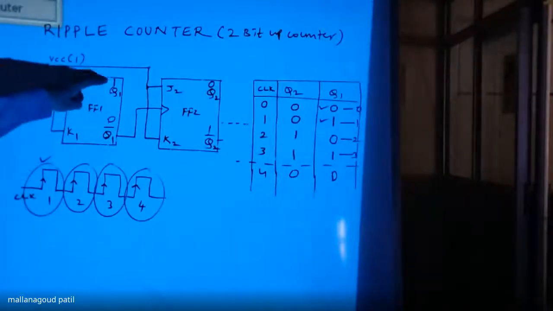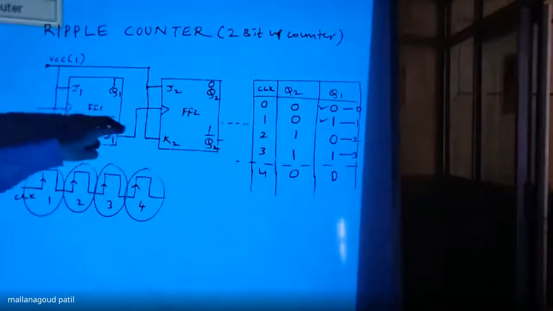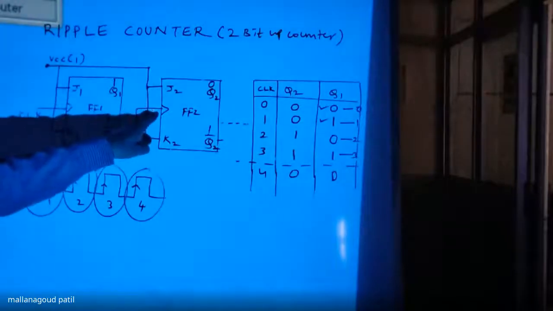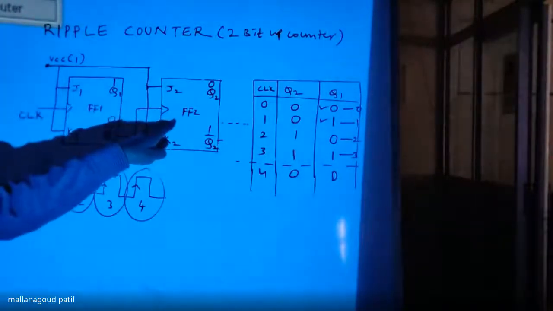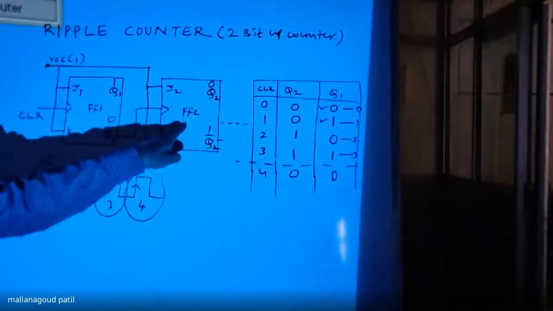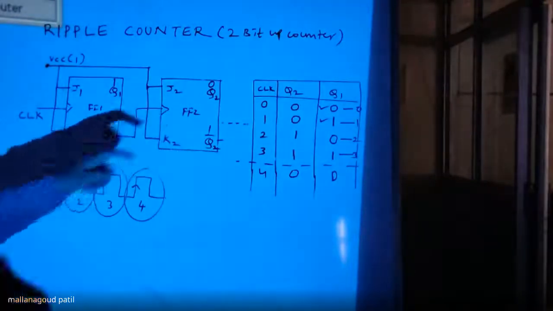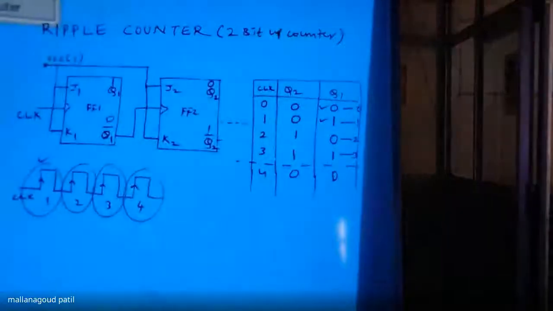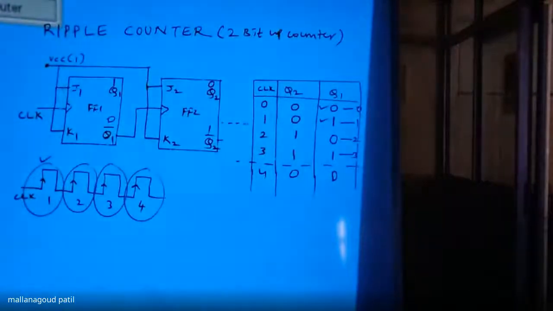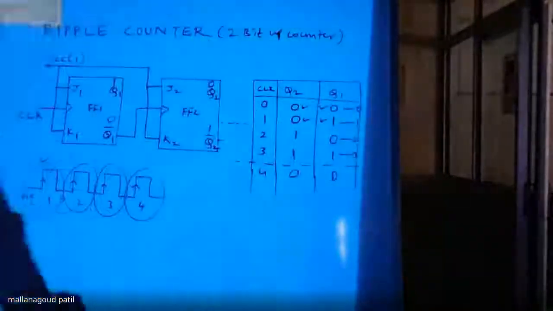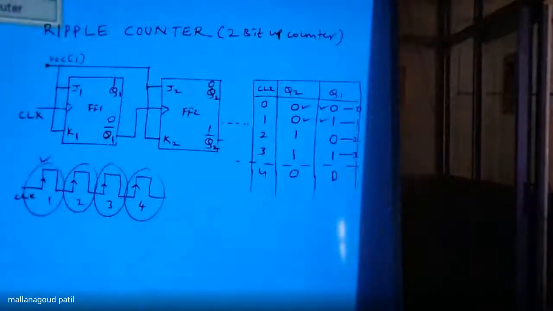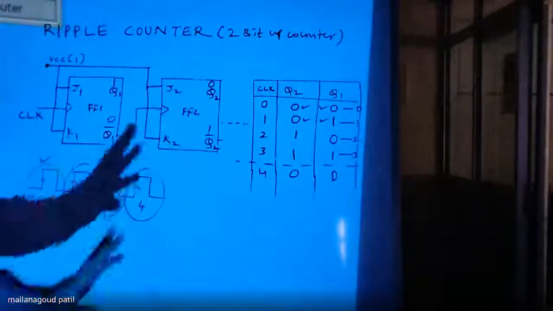Concentrate here. When Q1 is 1, Q1 bar is 0. Q1 bar itself is connected to the next flip-flop. What is Q1 bar? 0. Then flip-flop 2 is not triggered. When flip-flop 2 is not triggered, it retains. It retains means Q2 was 0, Q2 is 0. Q2 will not change. When Q2 is not changing, Q2 bar is also not changing.